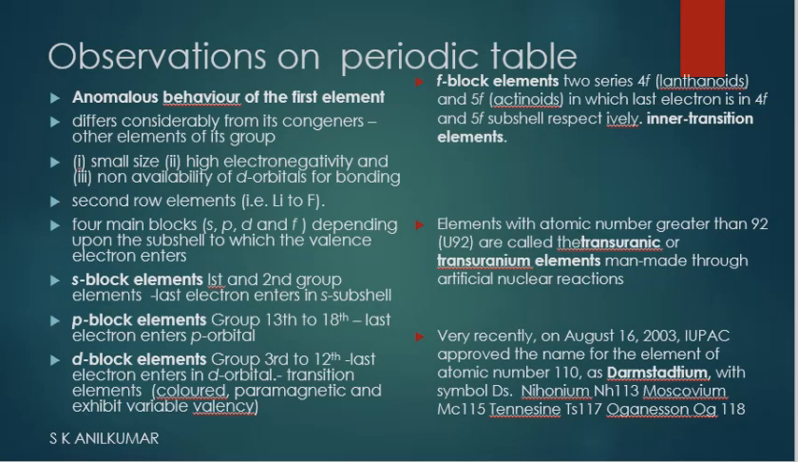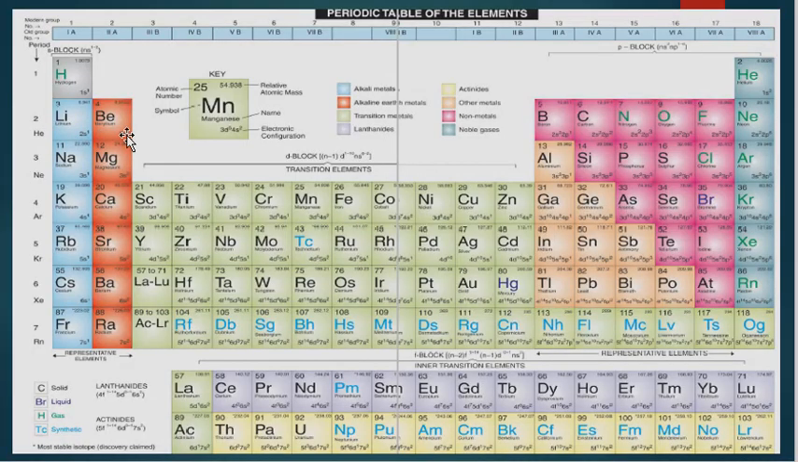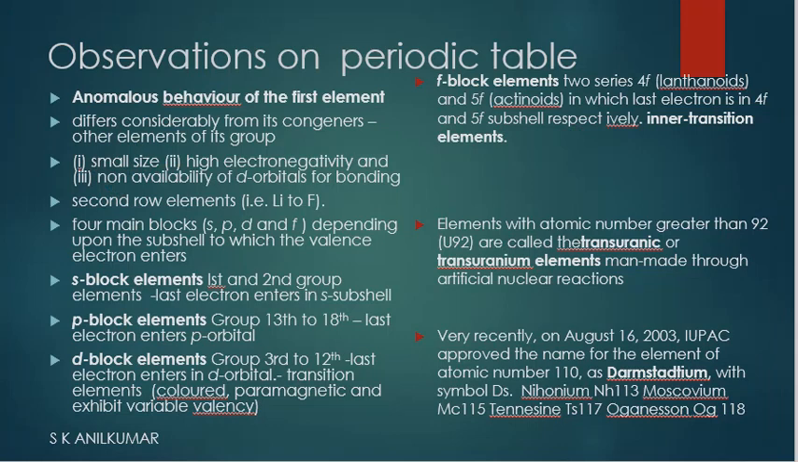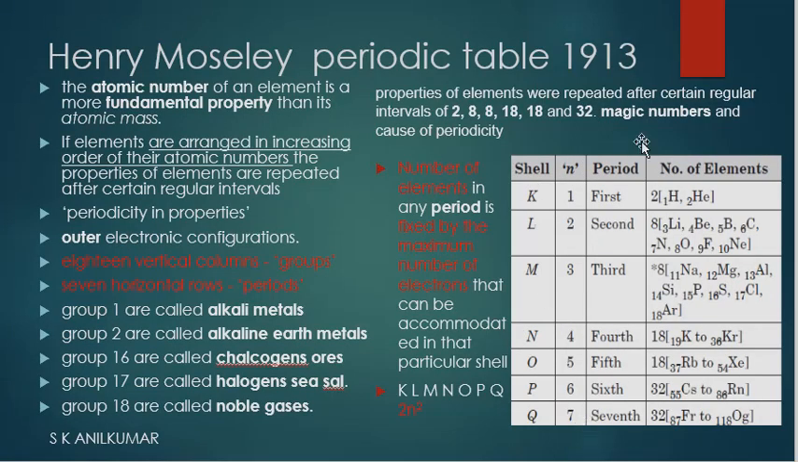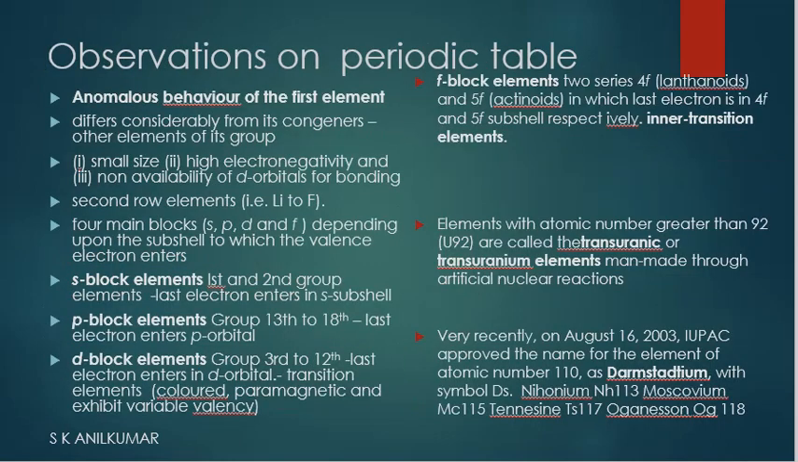Then comes the second row elements. That is lithium to fluorine. What is special about that? There are 4 main blocks: s, p, d, f, depending upon the subshell to which the valence electron belongs. What are the s, p, d, f? This is the d block. This is the p block. This is the f block. So we have SPDF. SPDF means how many electrons can be filled up in each of these shells, how many valence electrons can be filled up. SPDF are the blocks. What is this called? This is the subshell to which the valence electron enters.